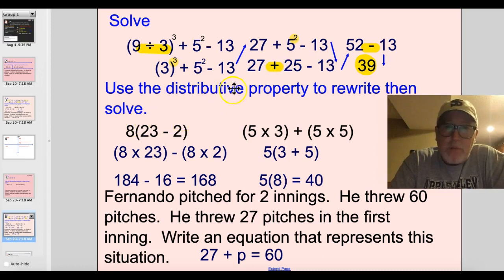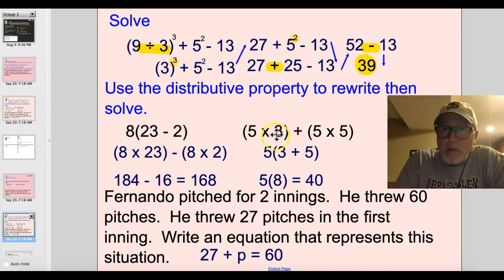Use the distributive property to rewrite these. Okay, well, I actually could do 23 minus 2 is 21. I could do 8 times 21, but it says I have to rewrite them, so I did. I did 8 times 23, 8 times 2. I had 184 minus 16 equals 168. I think this way is harder, but they told me to rewrite it. That's what you've got to do.